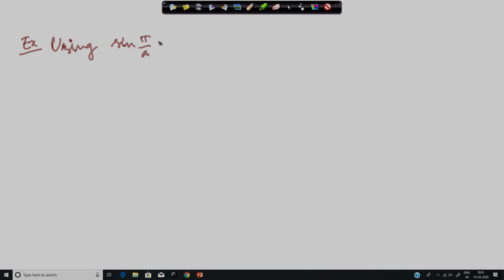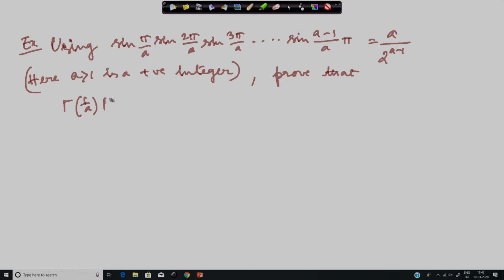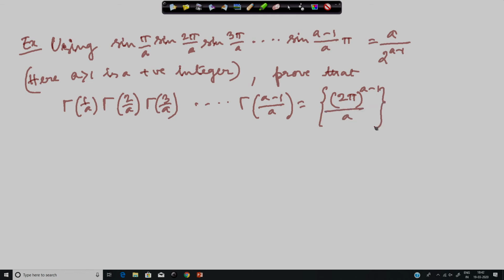Using the identity sin pi by a, sin 2 pi by a, sin 3 pi by a, up to sin a minus 1 by a pi, is equal to a by 2 to the power a minus 1, where a greater than 1 is a positive integer, you prove that gamma 1 upon a, gamma 2 upon a, gamma 3 upon a, up to gamma a minus 1 upon a, is equal to 2 pi to the power a minus 1 by a, all to the power half.